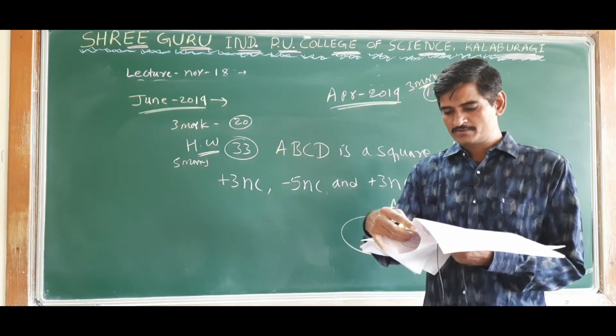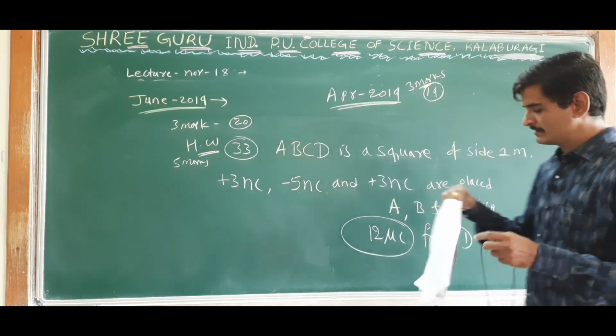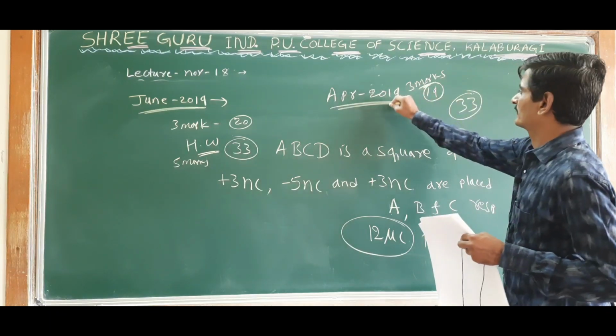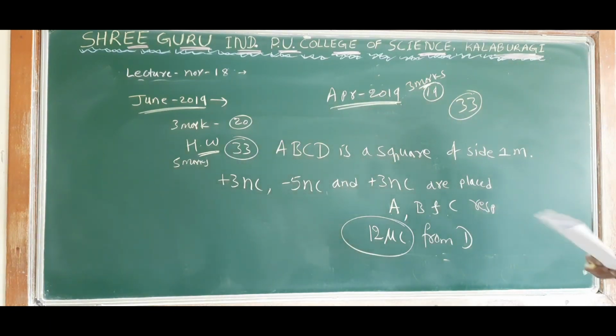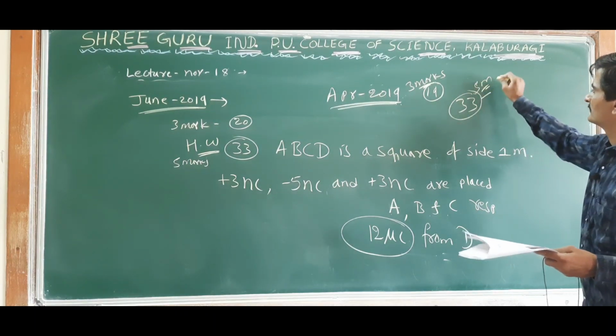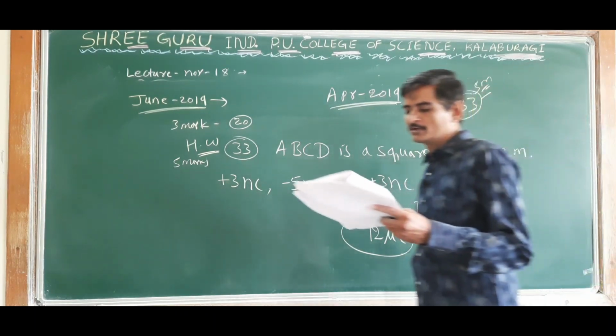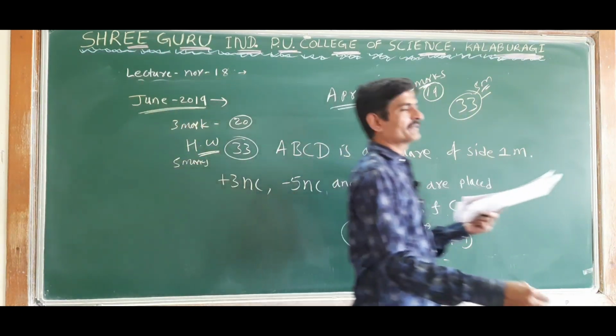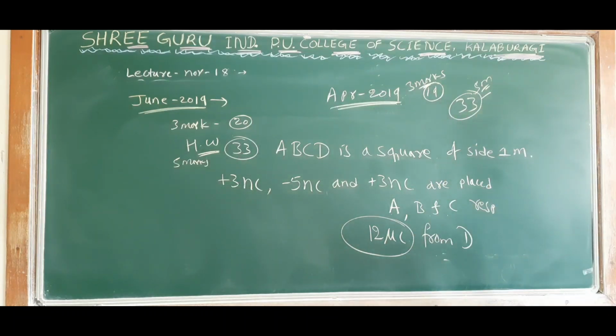Next question. Question number 33, same question paper, April 2019, 5 marks numerical. We have solved it already, I will just read it. We solved it in the previous lecture, I think lecture number 17.